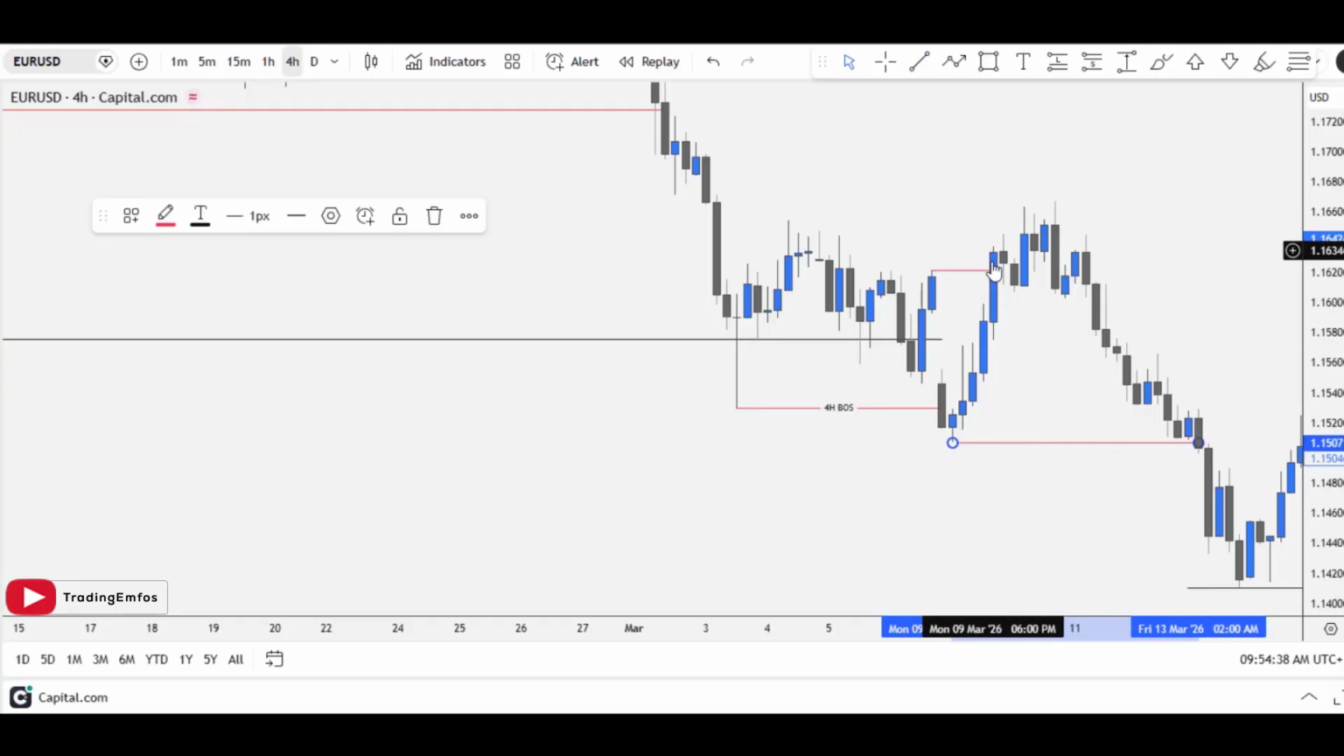The market pushed up and broke structure again to the upside, so we are looking for a close down. We have the next close down here, so our low remains the same. From this point of break, we are looking for a close down, which we have right here. This becomes our new swing high.